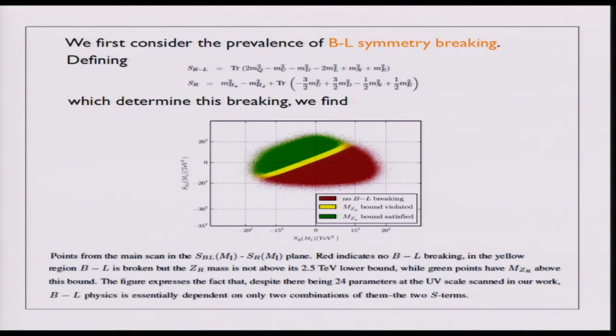And the first thing we see is that a lot of these initial parameters do not break B minus L when they come down. Then there's a whole bunch that do break B minus L, but they're lower than the MZ_BL bound of 2.5 TeV. And then we see there's a whole bunch of these things which actually break B minus L and do satisfy the bound. So henceforth, I'm going to be working in this region. It's not obvious that you would satisfy them at all, but you do, and you get a lot of them that break B minus L, which was something of a surprise to us.